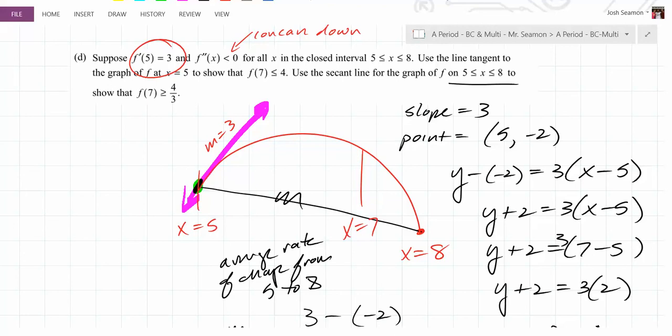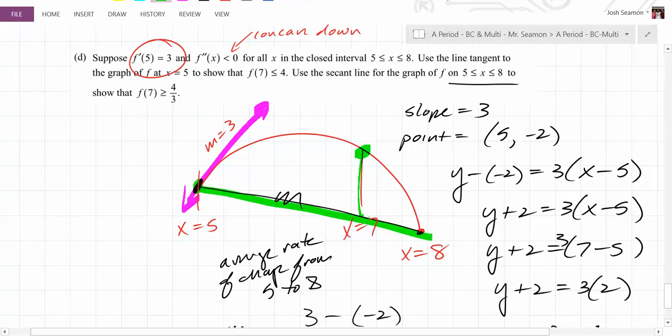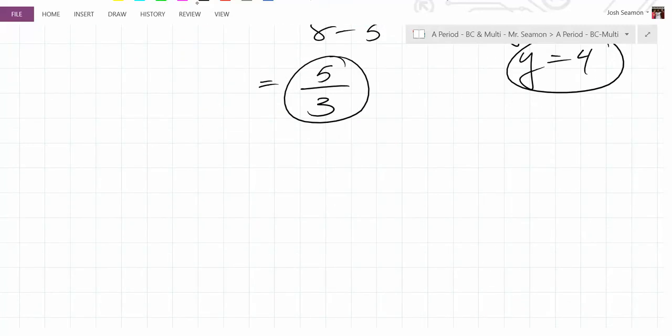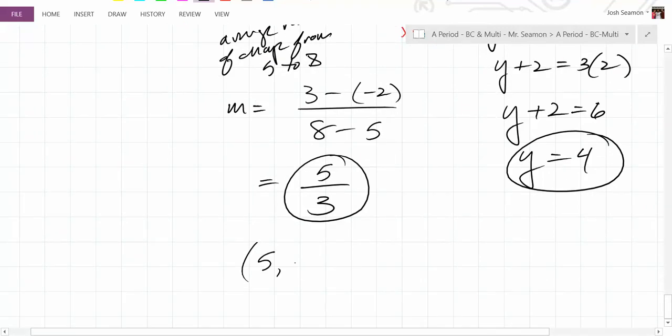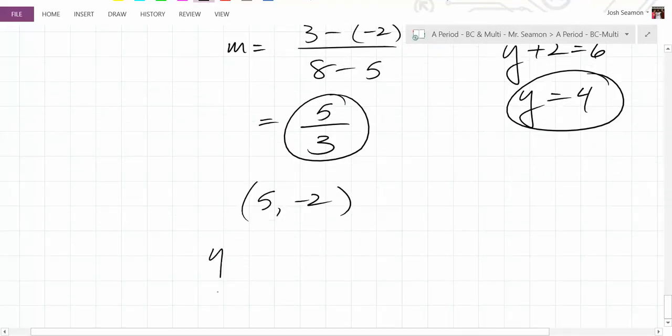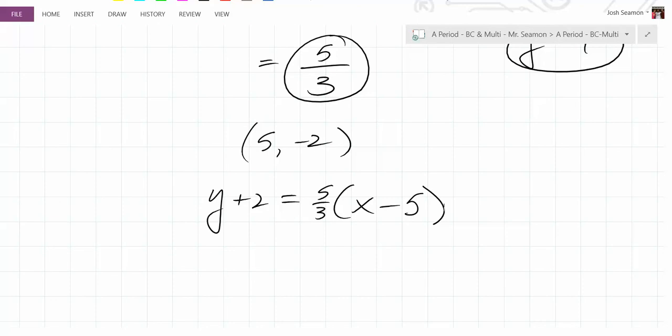So look, the idea is here we're showing essentially that this line right here is going to be below that output right there, which is where x equals 7. So how do we find the equation of that line? Well, we know the starting point, right? Our starting point was 5, negative 2. So what's the equation going to be? Y plus 2 is equal to 5/3 times x minus 5, right? It's y minus negative 2, so it's y plus 2.